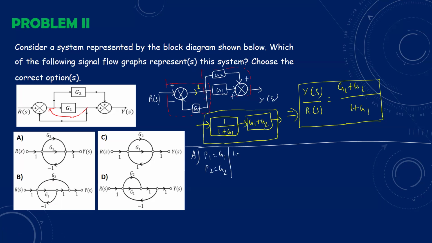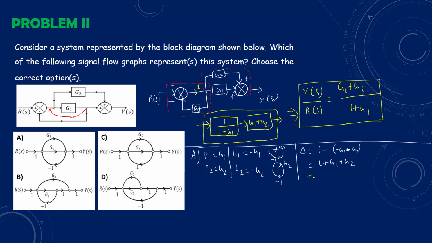And then we find the individual loop gains. One is this loop, the other one is this loop. So G1 with minus 1 feedback and G2 with minus 1 feedback. So L1 equal to minus G1 and L2 equal to minus G2. From that we can find the delta. Delta is 1 minus the sum of loop gains. So 1 minus of minus G1 minus G2 is 1 plus G1 plus G2. So let me find the transfer function.